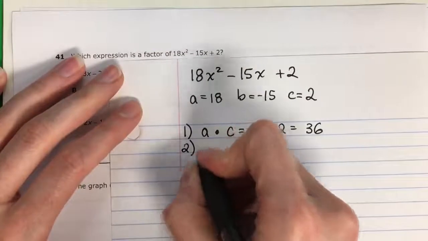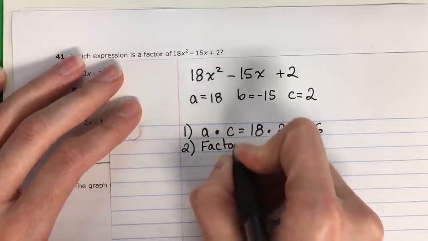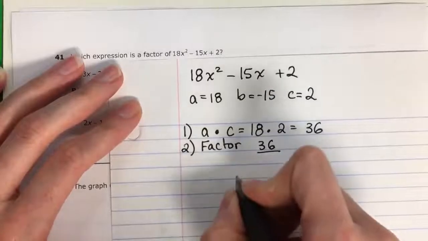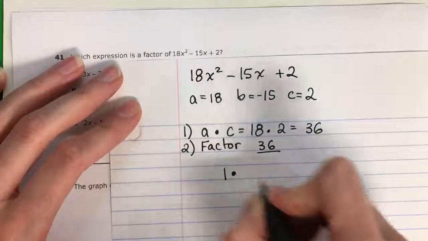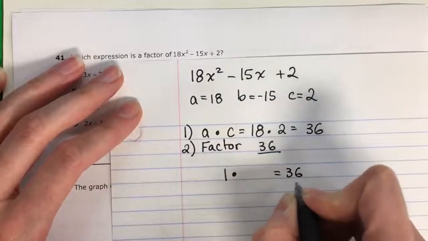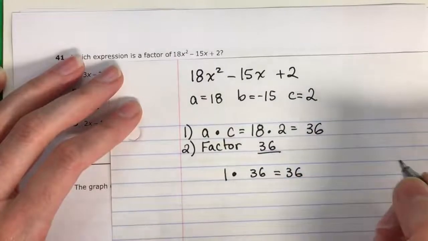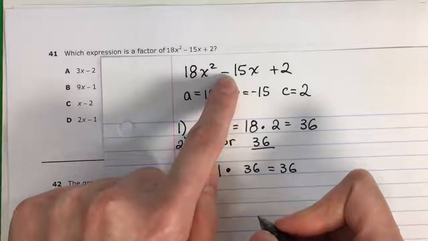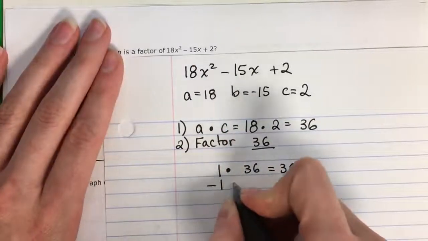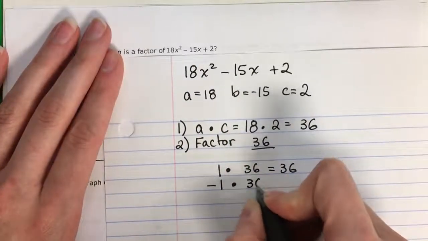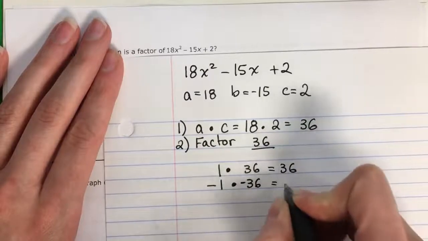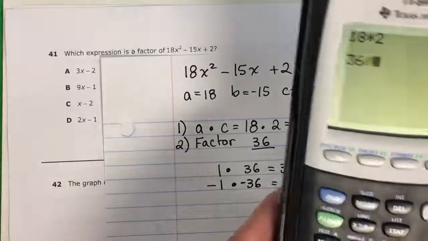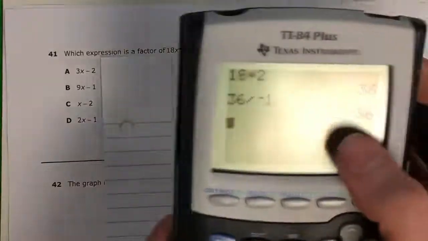Step 2, we are going to factor 36. Let's start with 1. 1 times what equals 36? Well, 36. Do I need to do negative 1? Yes, because I have a negative here. So negative 1 times negative 36 equals 36. How do you check that? Remember, you can do 36 divided by negative 1, and you get the negative 36.